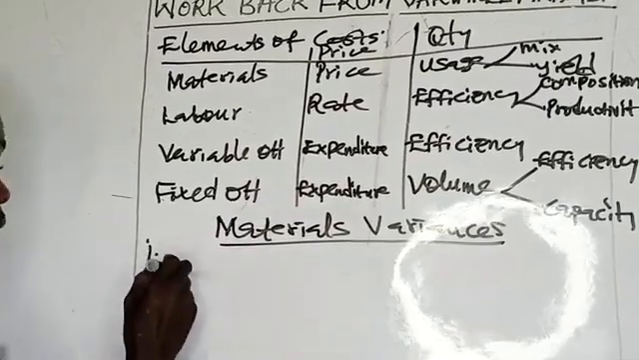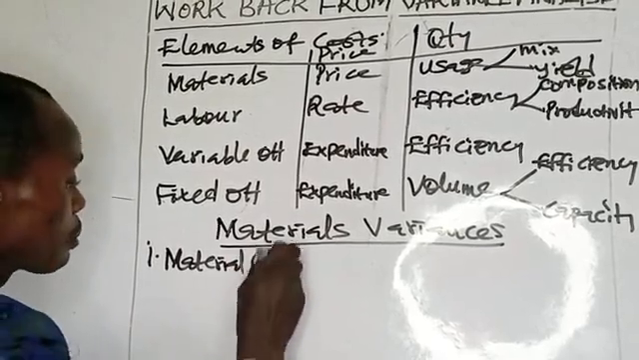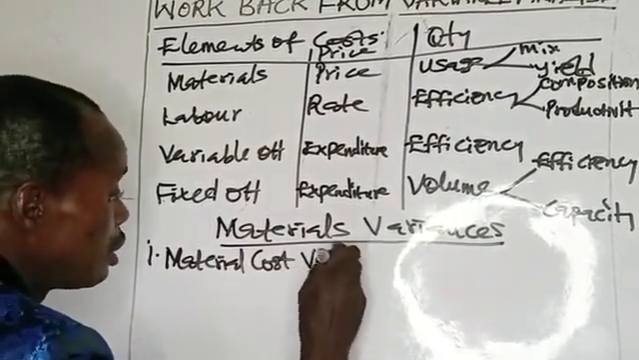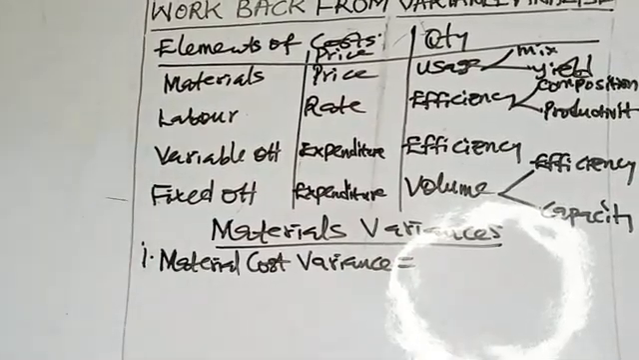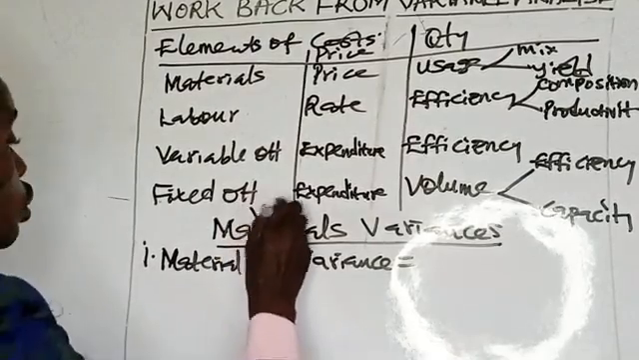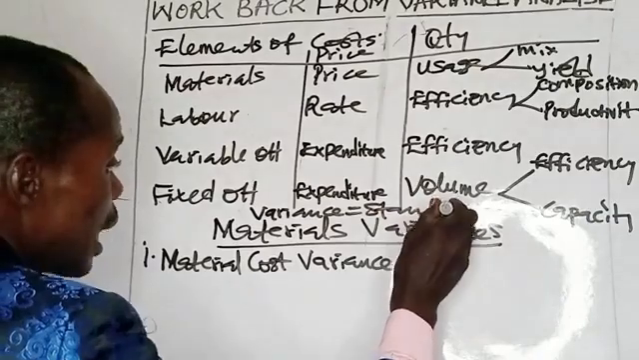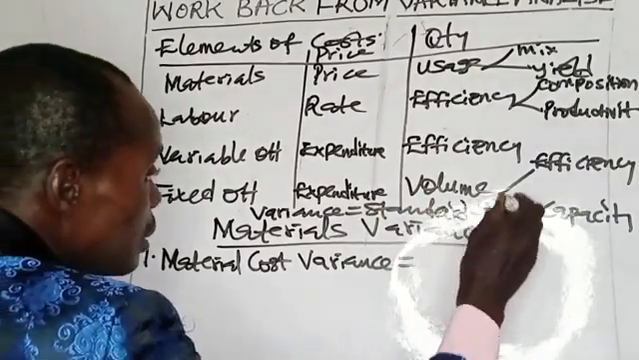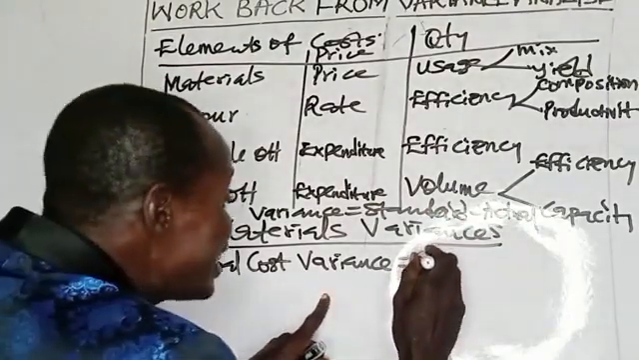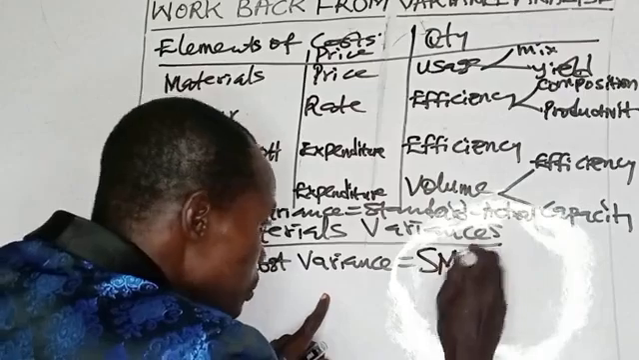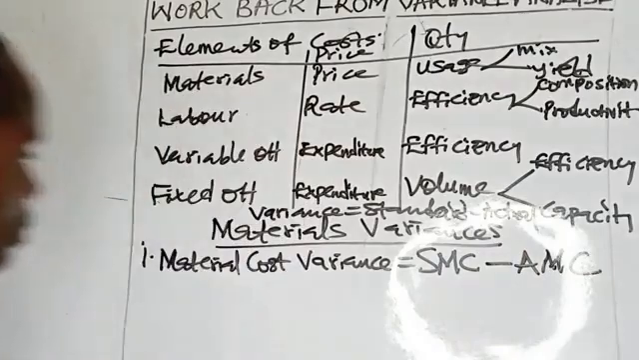Material price variance or material cost variance. Remember, I've told you variance is the difference between standard and actual. If variance is equal to standard minus actual, therefore, material cost variance will be standard material cost minus actual material cost.